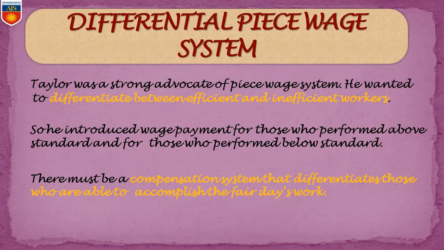Thus, in this case, A would be motivated to produce more and B would be motivated to maintain his production to earn more. So students, the differential piece wage system was one method which motivated the employees to work more and earn more and maintain the standards of performance.